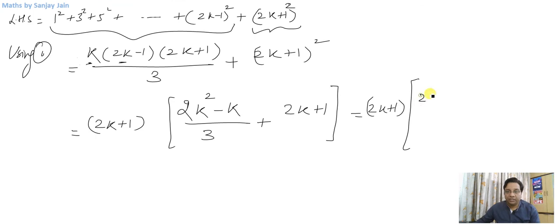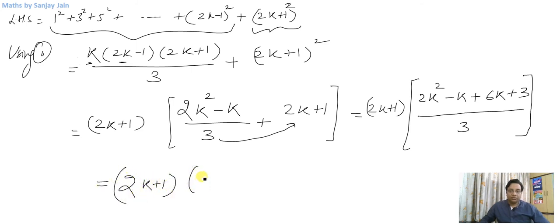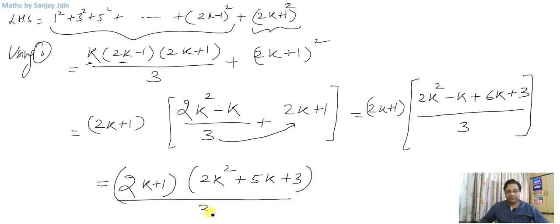So let's do that. 2k squared minus k, and then this 3 will get multiplied here, so plus 6k plus 3 divided by 3. So it will be equal to 2k plus 1 into 2k squared plus 5k plus 3 by 3.